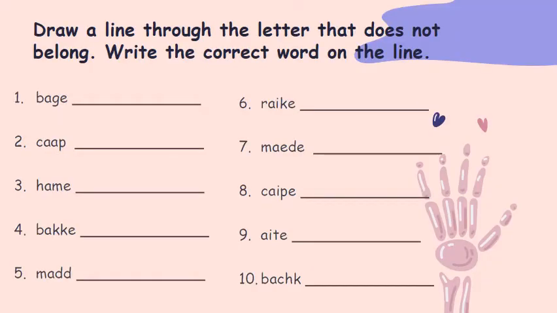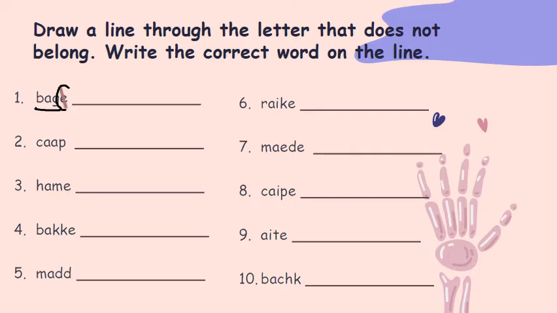Now we have to draw a line through the letter that does not belong. Okay, and we have to write the correct word on the line. Let's start. We have this word. If I kept the letter E, then we read it as the word beige. And there is not any word in English called beige. So we have to cross out the letter E.